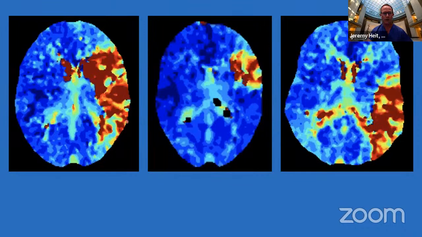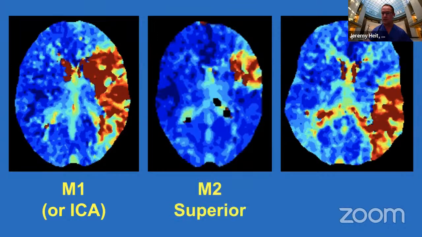You look at this patient, you can see the whole MCA is affected. Well, that's an M1 or an ICA occlusion, right? You can look at this patient and say, okay, well, that's going to the inferior frontal gyrus. That looks like a superior division M2 occlusion. You can look at this patient with temporal and parietal lobe perfusion deficit, and you know that that's an M2 inferior division. So if you're a community hospital and you do perfusion, you could actually get all this information.